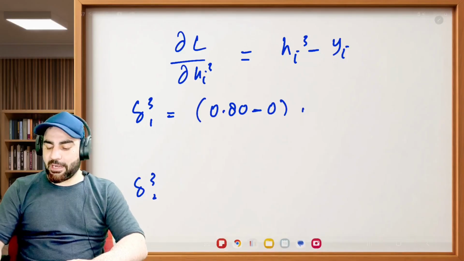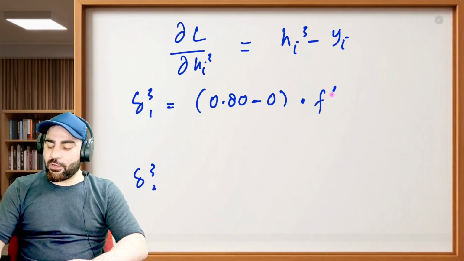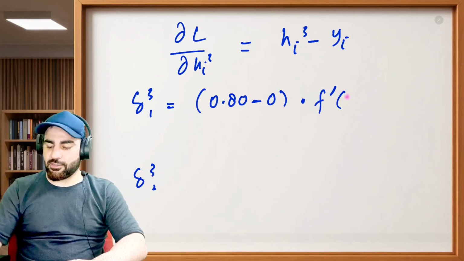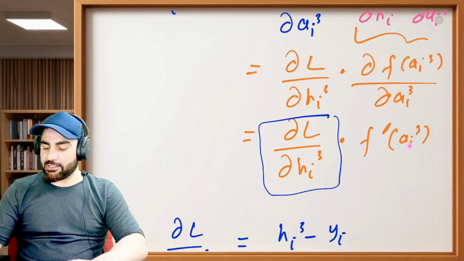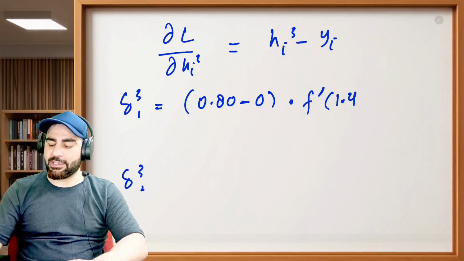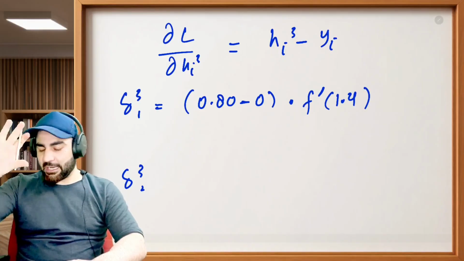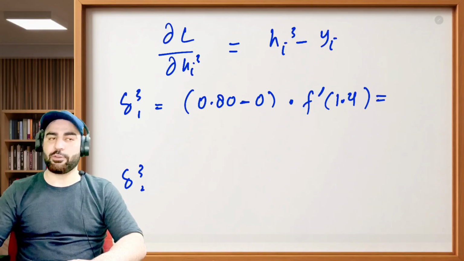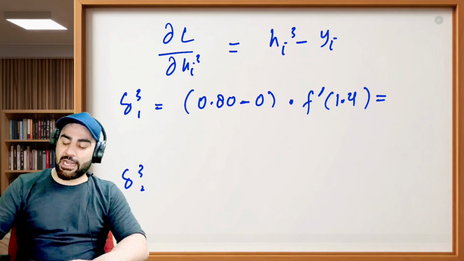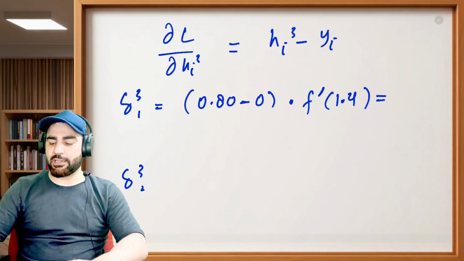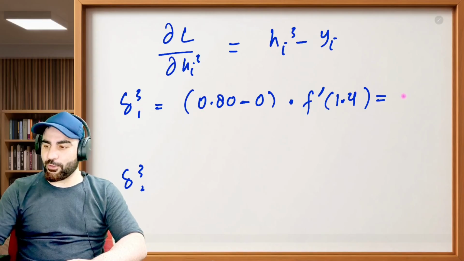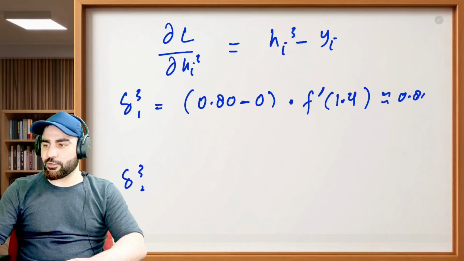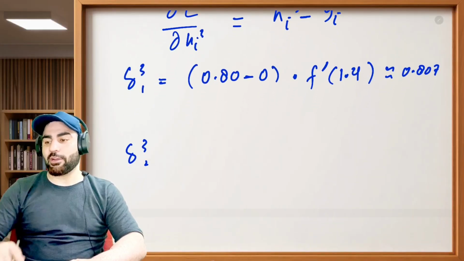Okay, and then multiplied by the derivative of the activation function at the value there, which was 1.4. If you see, the value that we have over here, this a i3, is 1.4. You have to take the derivative of the sigmoid activation function and compute it at this point, 1.4, and multiply with this, so you will get the value. The value is roughly equal to 0.807.